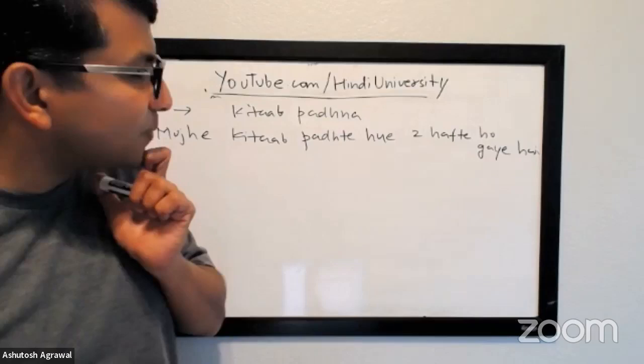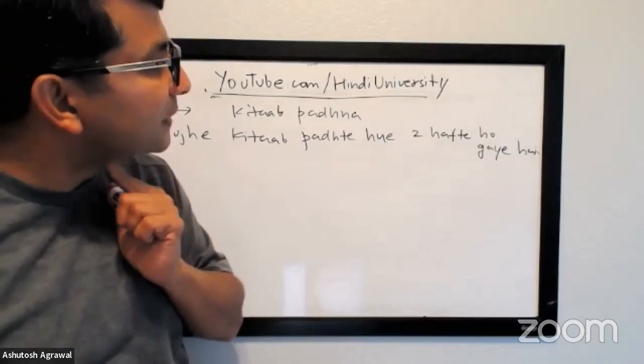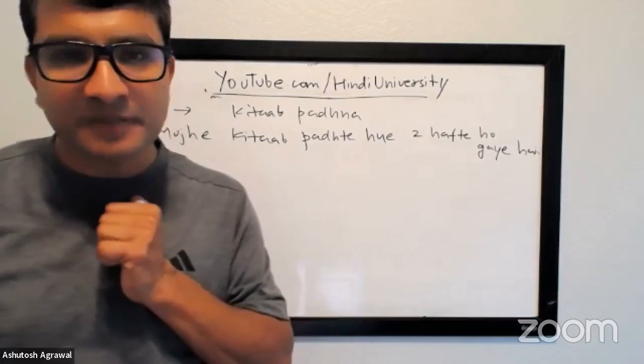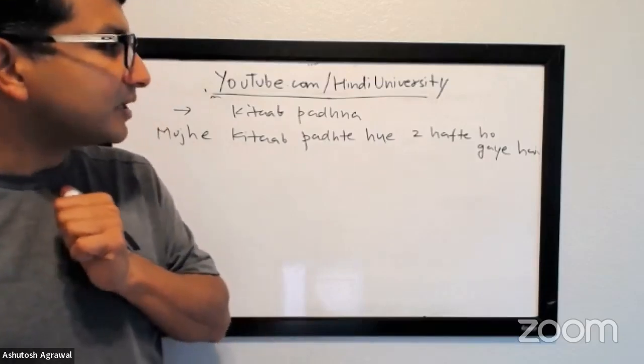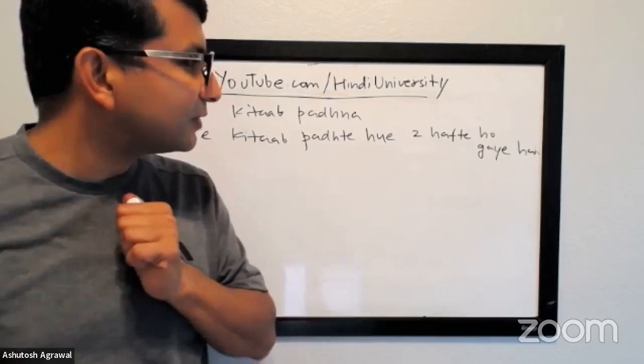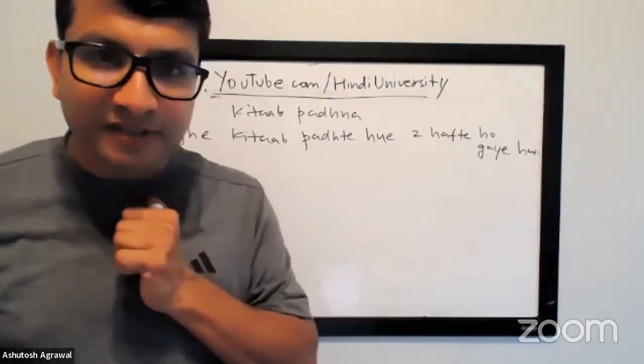The "hai" is just basically specifically saying that it's in the present situation. Even if you don't write "hai", it's still going to say the same thing. मुझे किताब पढ़ते पढ़ते 2 हफ्ते हो गए, but you've not finished yet.